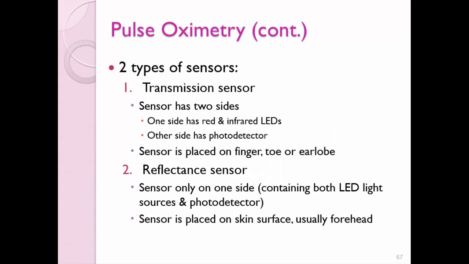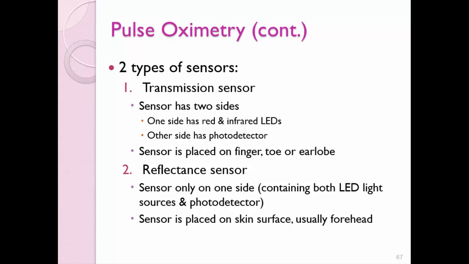There's actually two types of sensors. One of the sensors has two sides, and the light shines through the organ. If it's the fingernail, the tip of the finger, it has to shine all the way through the finger. If it's across the earlobe, or on the toe, or on the hand, like a child in the nursery, one side has a red and infrared light. The other side is the detector. As it shines through, it splits the beam, or it actually now has one of these lights as a reference light, and the other one is the sensor light.